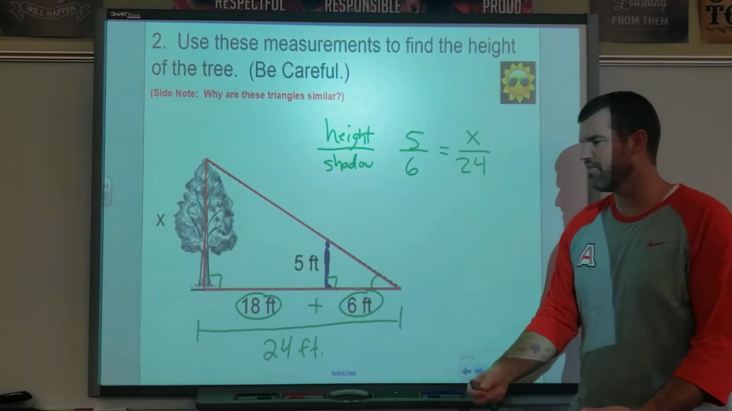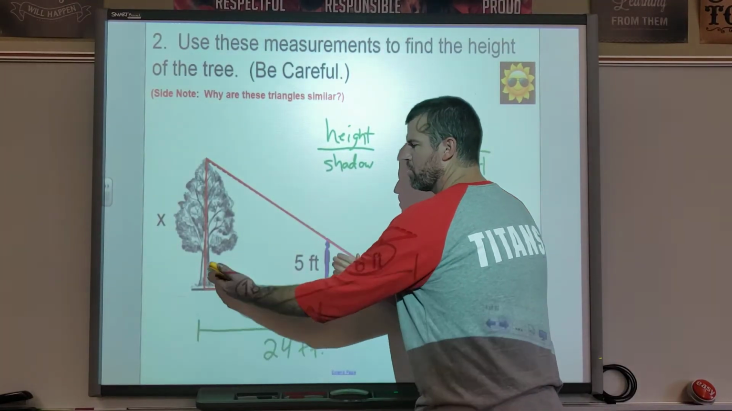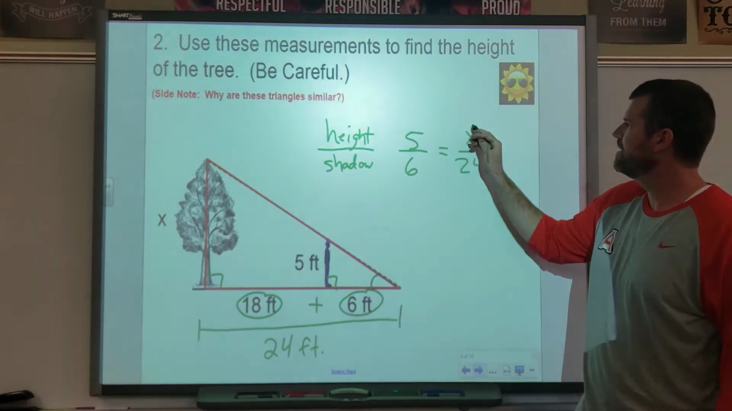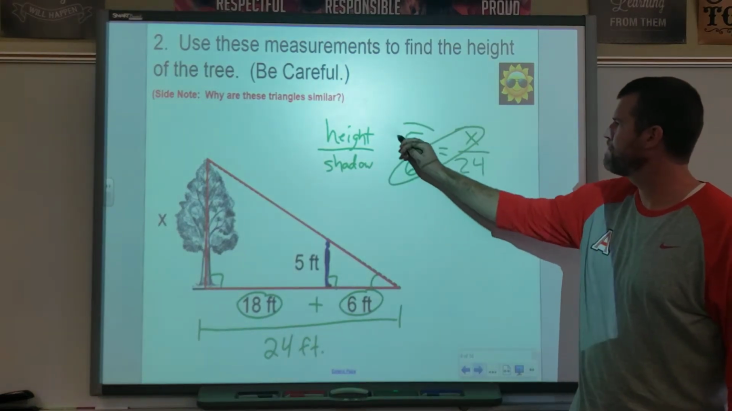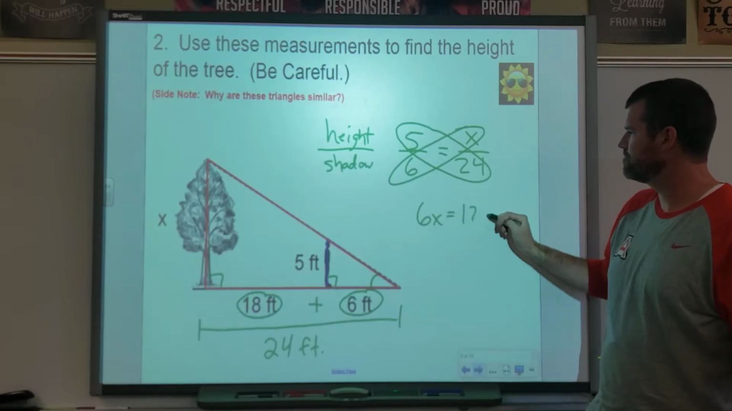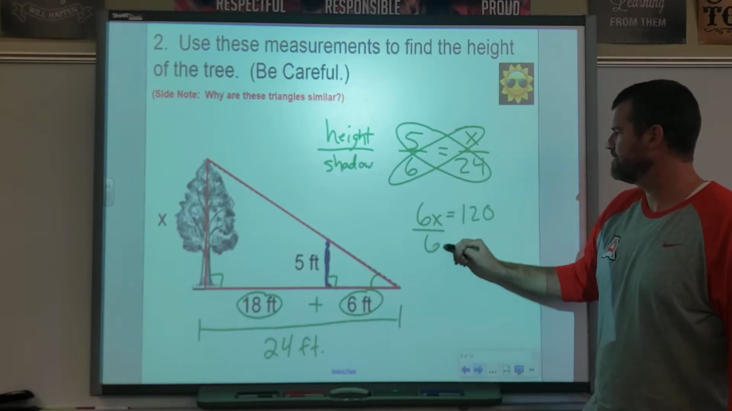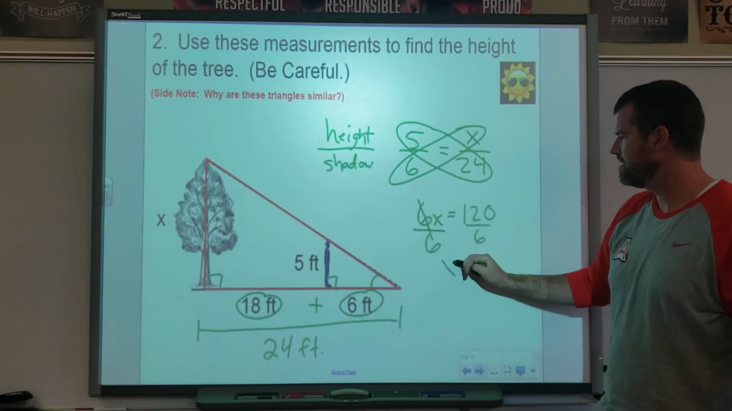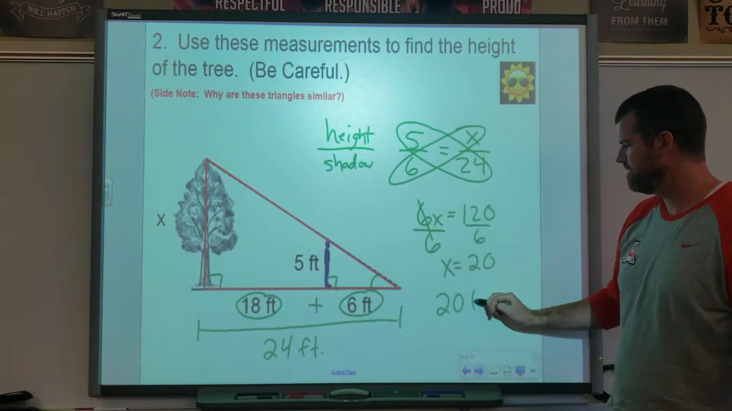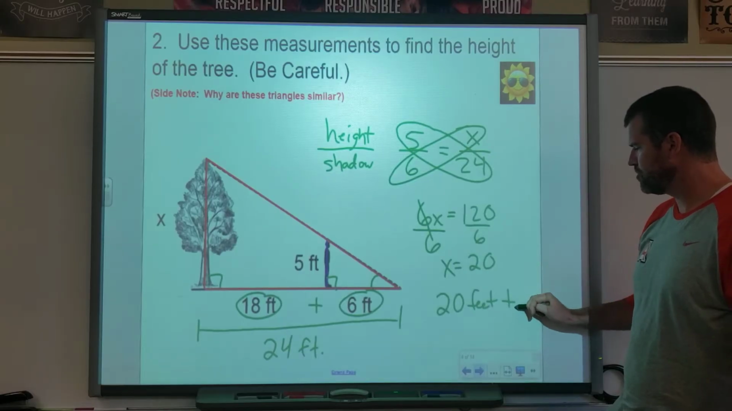All right, so we have to be careful. Were we given the whole length, or were we just given two parts of it that we need to add together? At this point, we can cross multiply. 6x equals 120. Divide by 6. X equals 20, which means the tree is 20 feet tall.